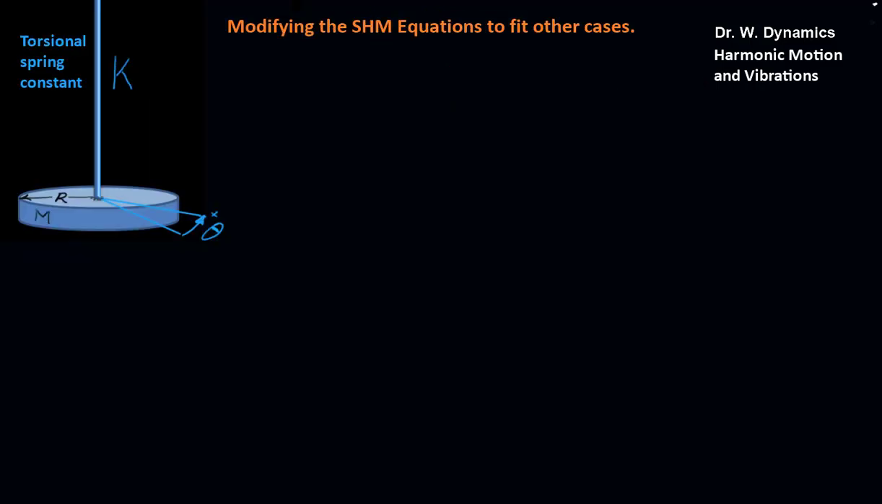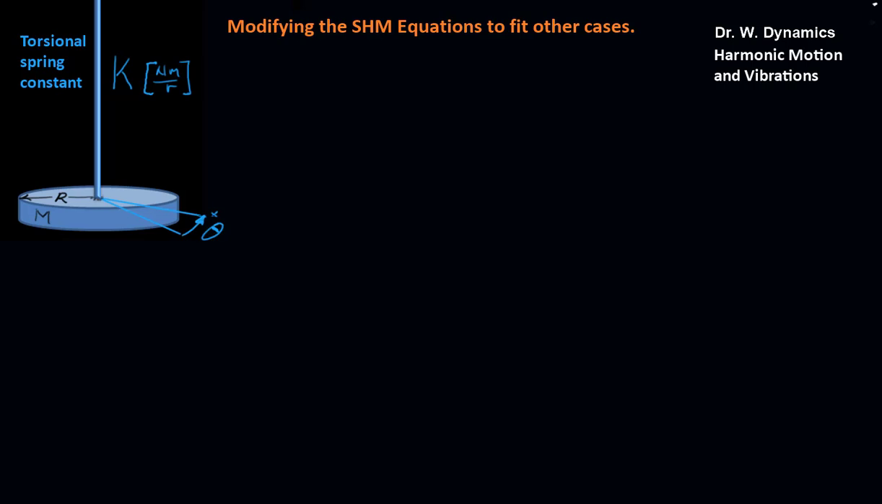Here we have a large disc suspended from a steel rod, and the steel rod has what we call a torsional spring constant. It would have units of newton meters per radian.